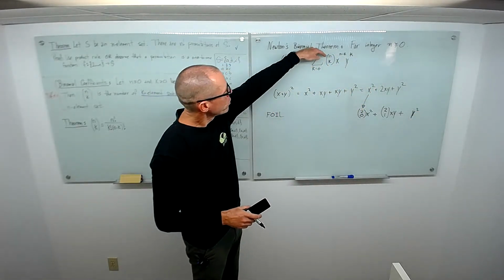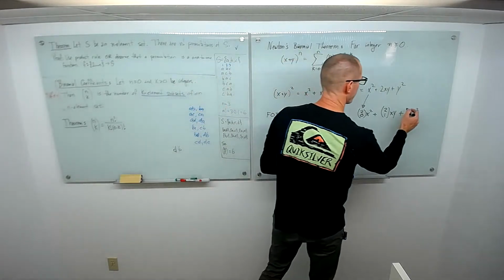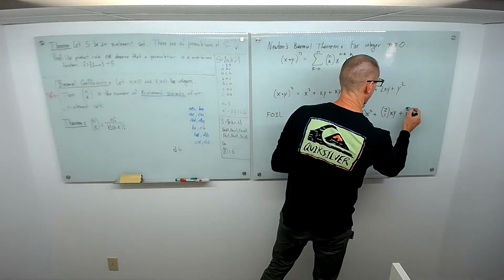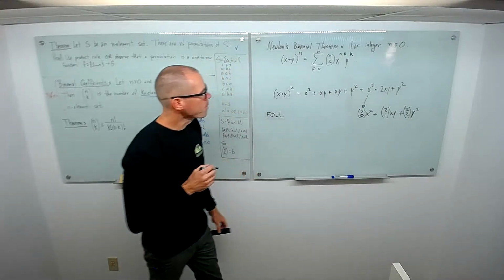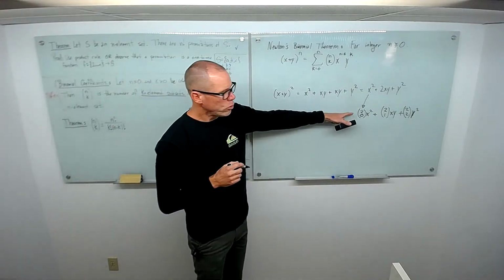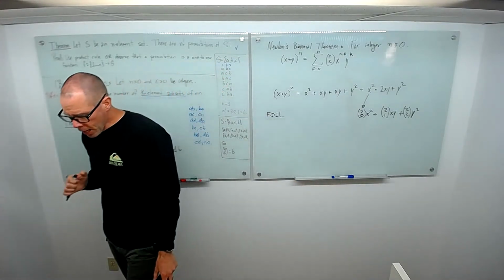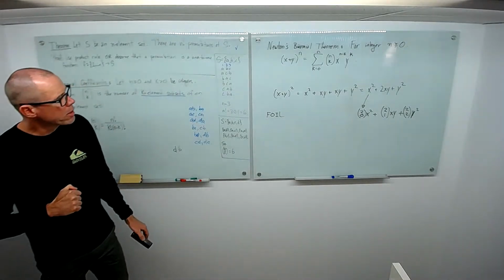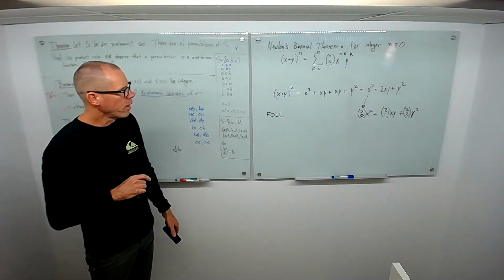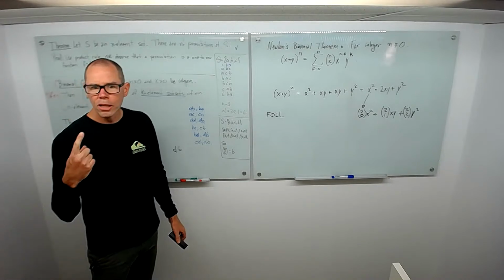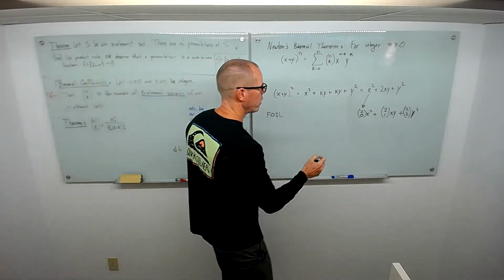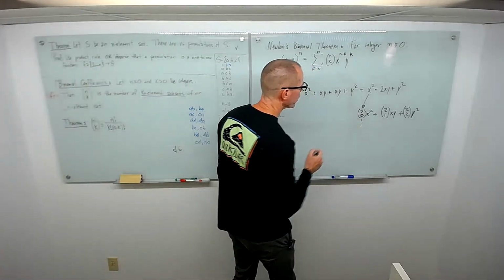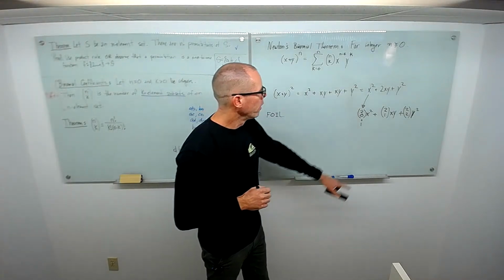And the coefficient should be 2 choose 2. And indeed, 2 choose 0. How many 0-element subsets are there in a set of size 2? There's exactly one of them. It's the empty set. So indeed, this is equal to 1. So the coefficient on x squared is 1.